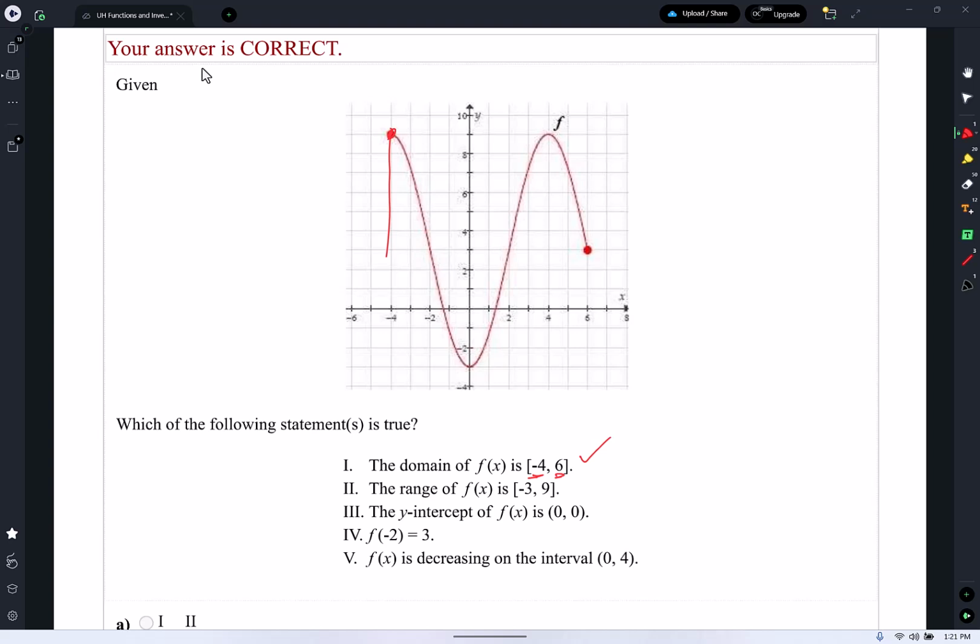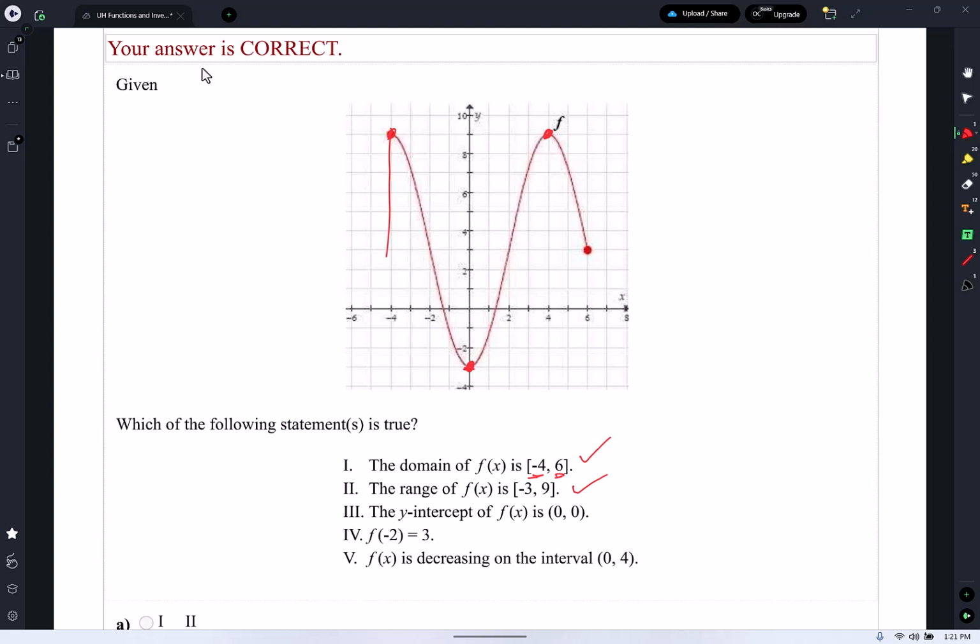I put a check mark. It says the range of f of x is negative 3 to 9. Those are y values. Negative 3, yep, it looks like negative 3. You don't have to have a point at negative 3, that is, that you are defining negative 3. All the way to 9. Let's see. At 9, yep, it is right there. And it's a nice continuous function, so that is true.